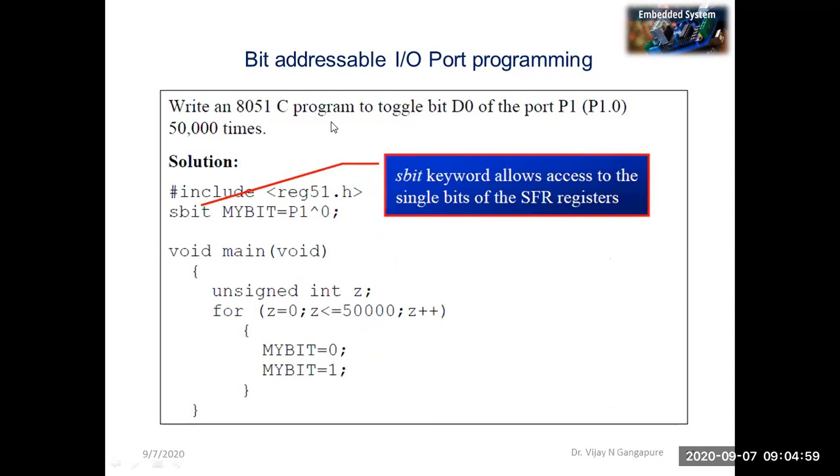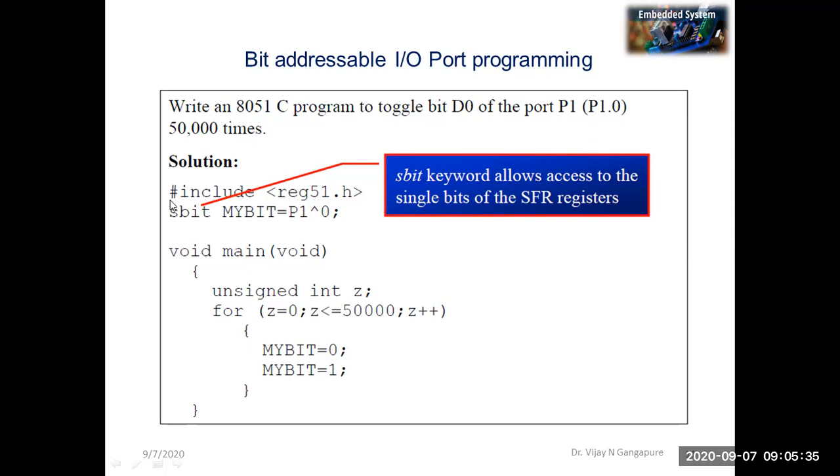To illustrate bit addressable IO port programming, a program is written here. Write an 8051 C program to toggle bit D0 of port P1 50,000 times. So what we have to do is toggle bit D0, meaning pin number 0 of port 1, that is P1.0. The data on this pin should be toggled, meaning first we make the data on pin 0 of port 1 zero, then 1, then 0, then 1, and how many times? 50,000 times. For this the program is written.